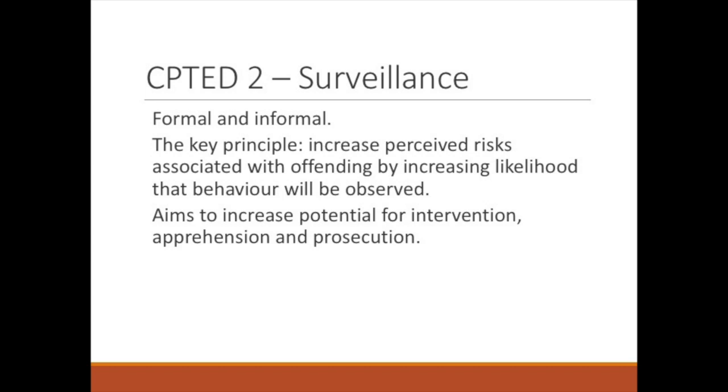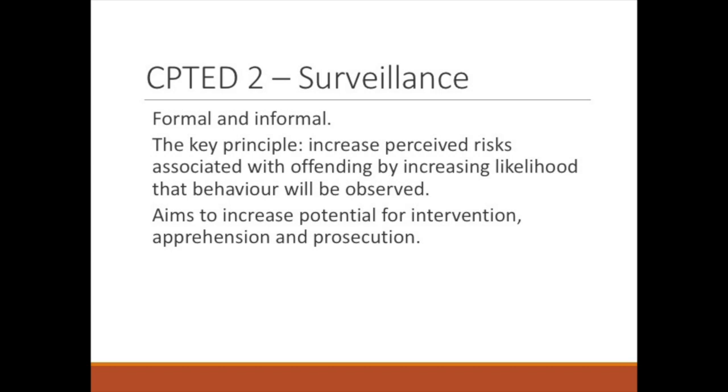Now, the other core aspect to think about is surveillance. Now, this includes formal and informal surveillance. The main thing to think about here is that surveillance increases the perceived risks associated with offending, because it increases the likelihood that that behavior will be observed. Now, let's think back to our crime triangle model again, and think back to the rational actor theory behind the motivated offender.